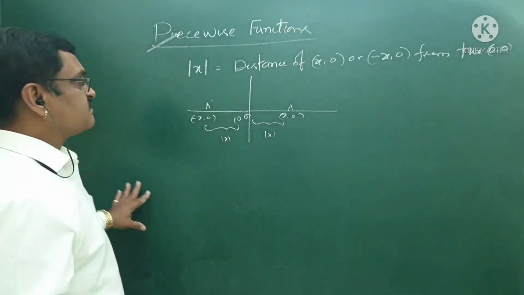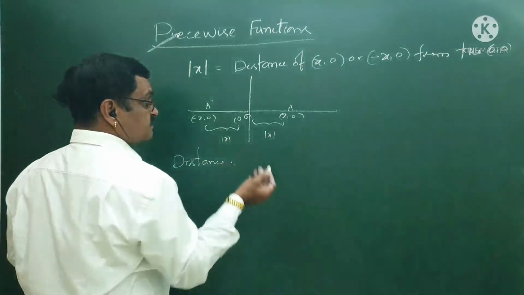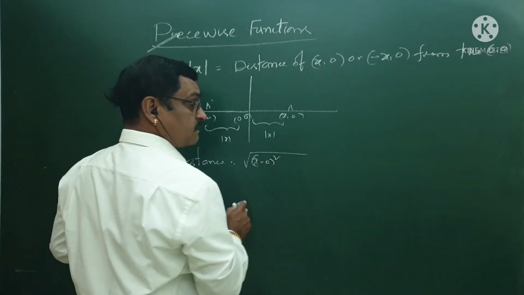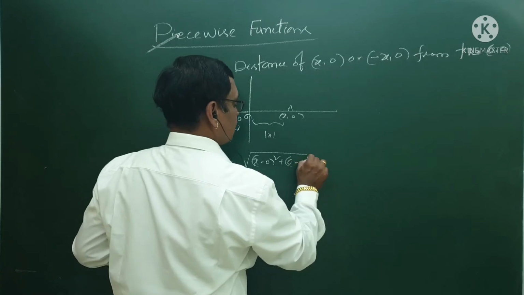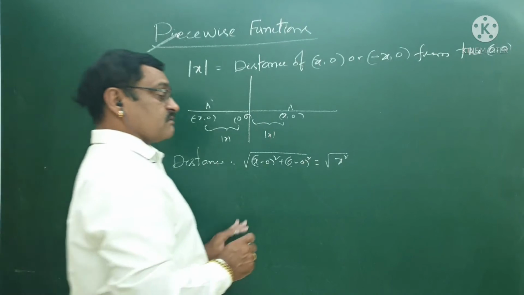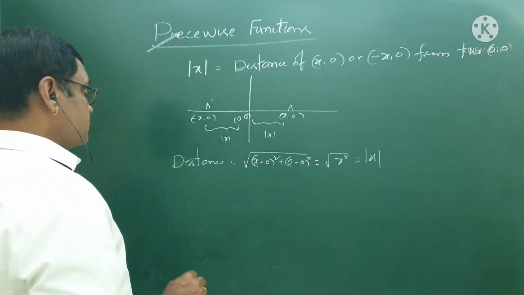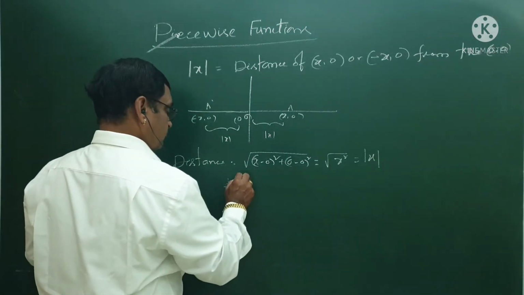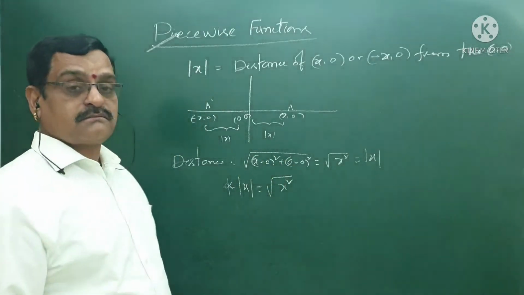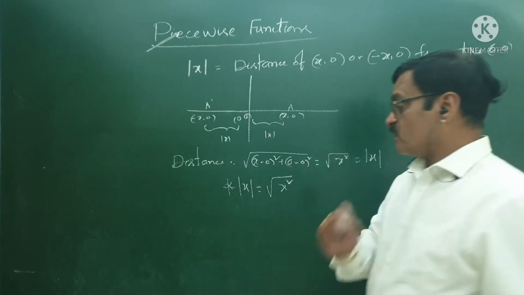So in general, what is the distance formula? Distance formula: under root of (x minus 0) whole square plus (0 minus 0) whole square, and you get x square. So root x square is nothing but mod x. This is very, very important. So number one, mod x means under root of x square, or root x square is equal to mod x. This is one important point.